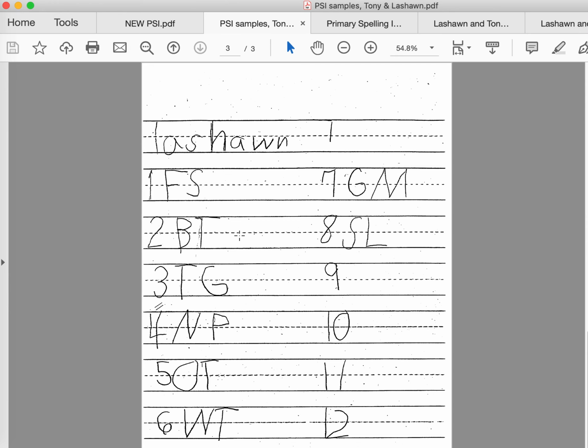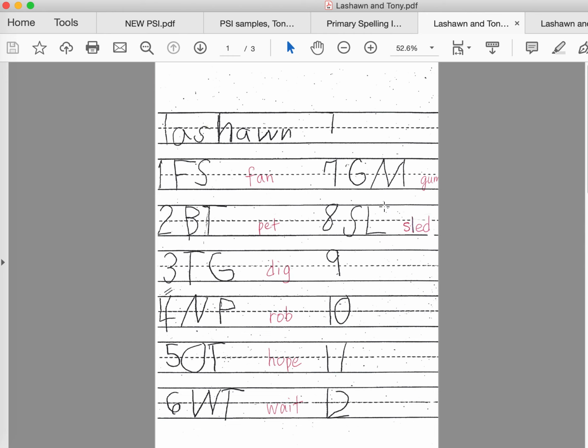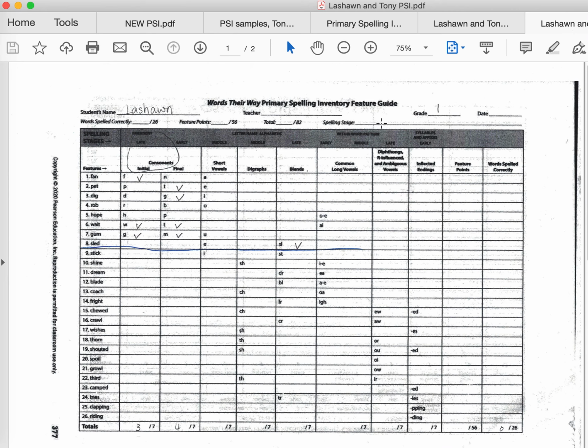And Lachon wrote F-S. This one. F-S. As his spellings are recorded on the PSI feature guide, we see that Lachon correctly represented the initial consonant F. He did not write the final consonant N, and he did not include the short vowel A. So the teacher recorded a check mark on the feature guide beside F, but not by N or A.